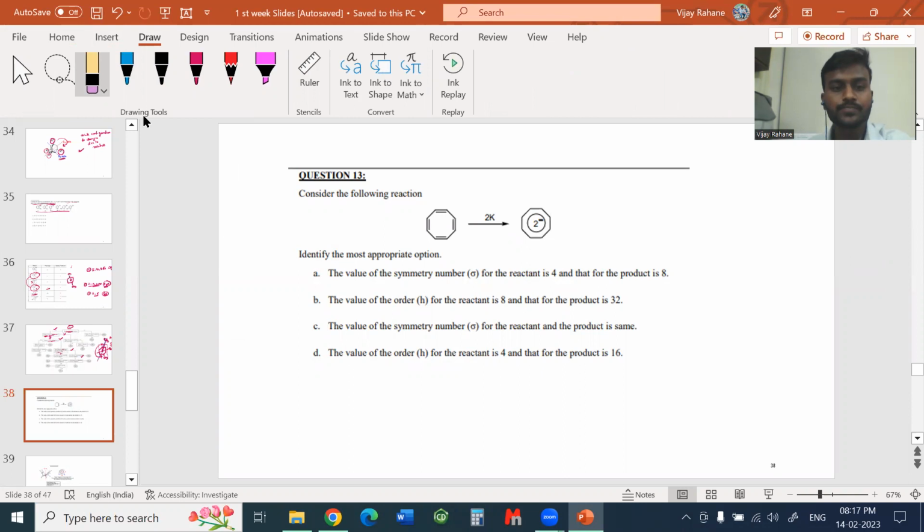So the next question is, consider the following reaction, right? So this is the reaction given. Initially understand what the process is here. So 2K, K is potassium. The potassium atom gives one electron to this ring. So the final product has the 2 anion charge, cyclooctadiene anion.